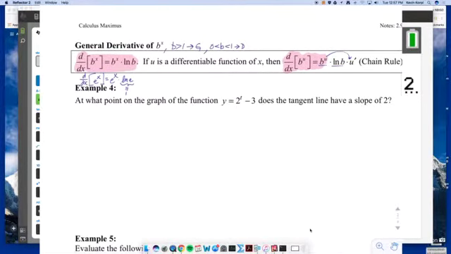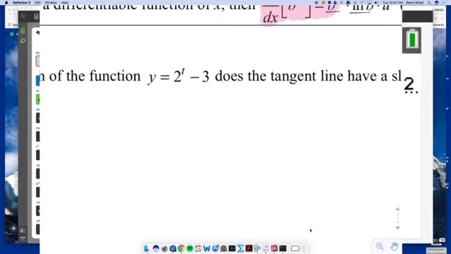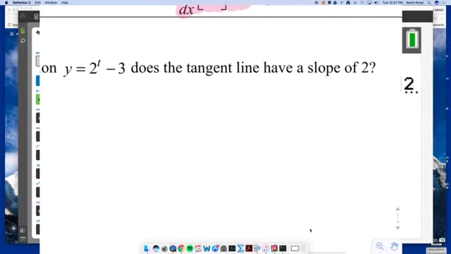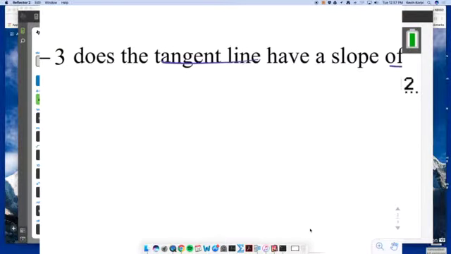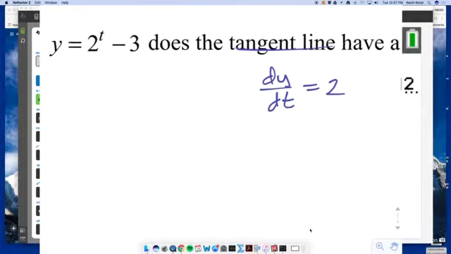All right, so let's do a couple of examples. Example 4, here's a nice application. At what point on the graph of y equals 2 to the t minus 3 does the tangent line have a slope of 2? So what's our plan of attack here? The tangent line needs to have a slope of 2. That means that the derivative of y with respect to t better equal what? 2. So there's your strategy.